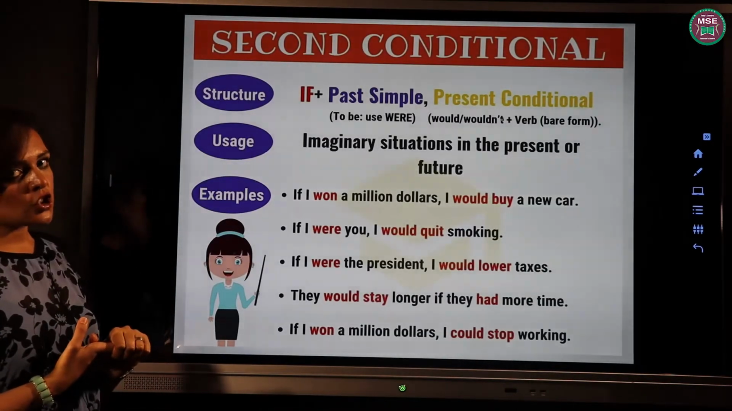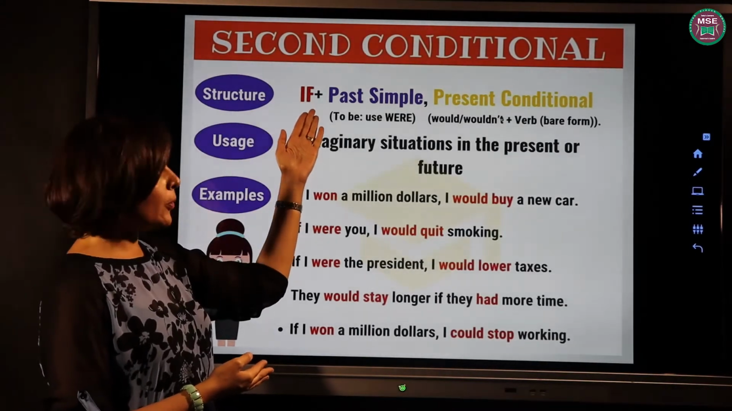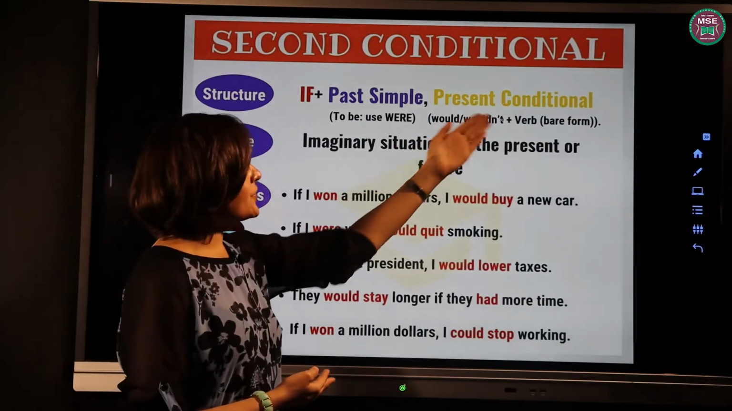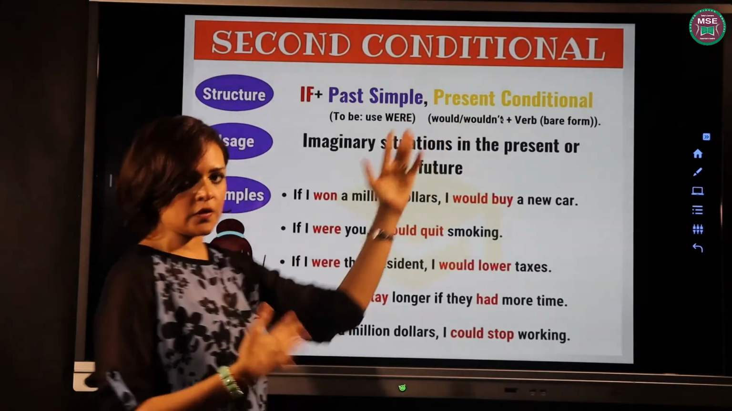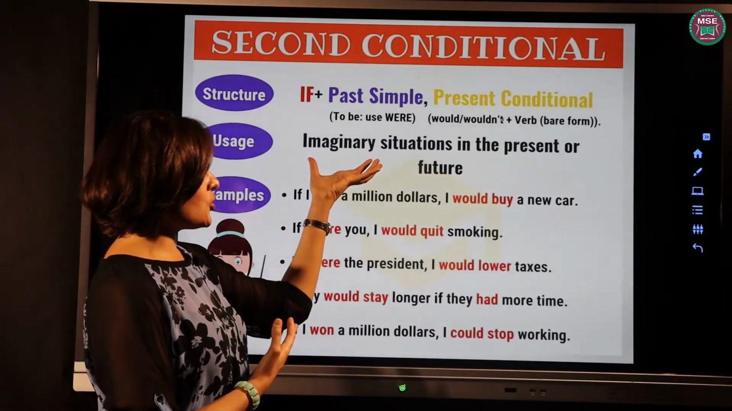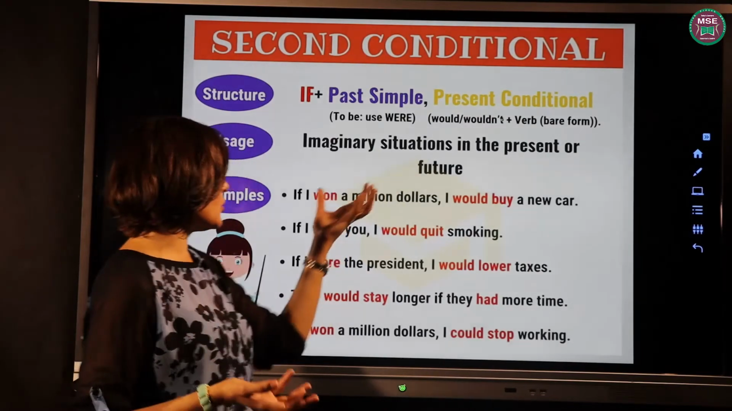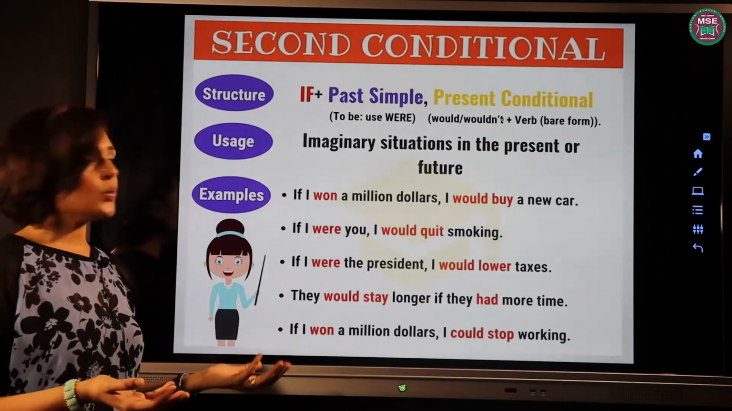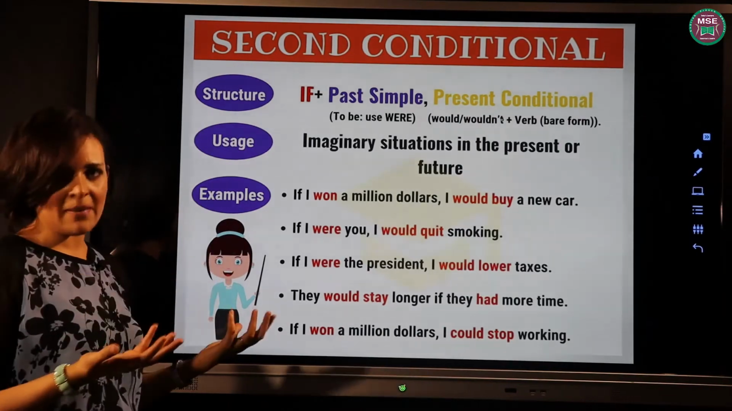Using the second conditional again to revise, we put the past simple in the if part, and in the other part we use the present conditional, which is would or wouldn't or could or couldn't. Here we use it for imaginary situations which will not happen and are impossible to happen. If I won $1 million, I would buy a new car. Here I'm a daydreaming person, I'm imagining.